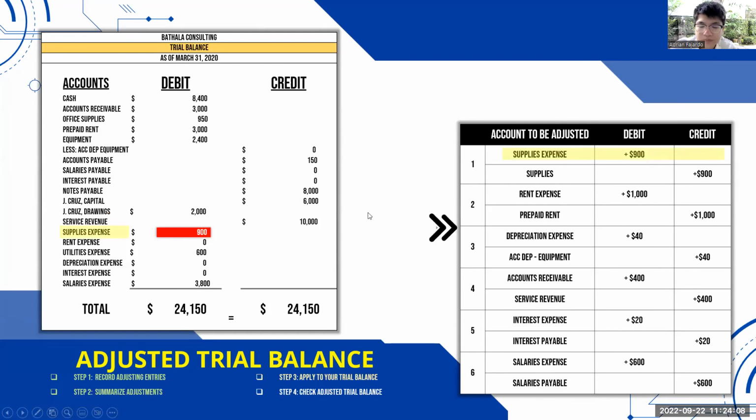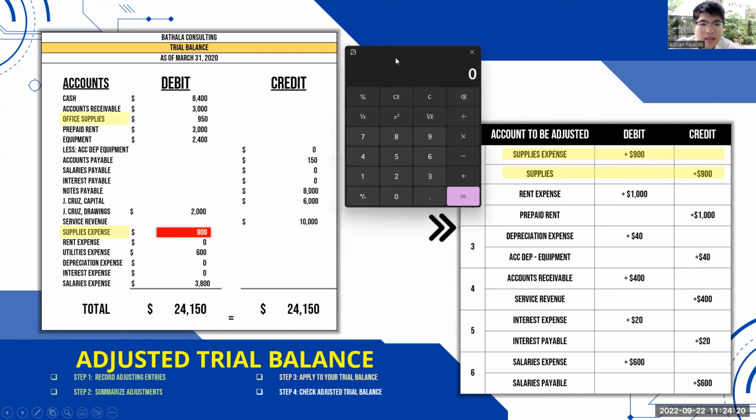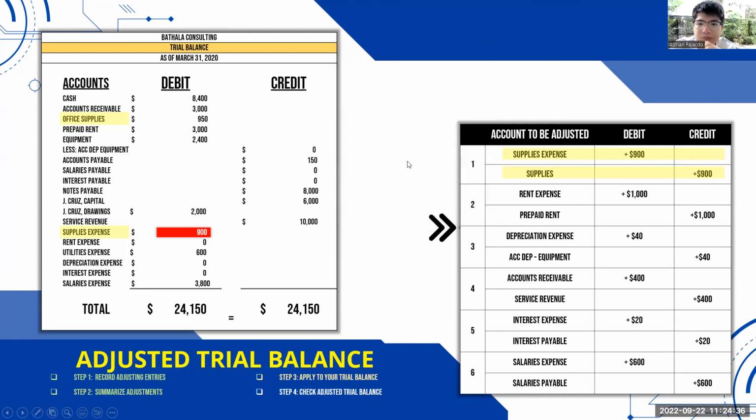We adjusted, right? Next, supplies plus credit 900. Right now, our office supplies is at 950 debit. What does it mean that we increase by credit, right? So meaning 950 debit minus the increase of credit. So credit is the reverse of a debit, right? So bababa ng 900. So 50 na lang dapat yung value ni office supplies, right? So 50. So the adjusted balance of office supplies is 50.